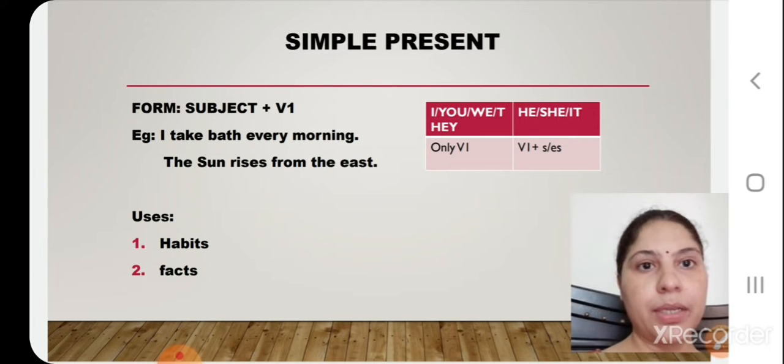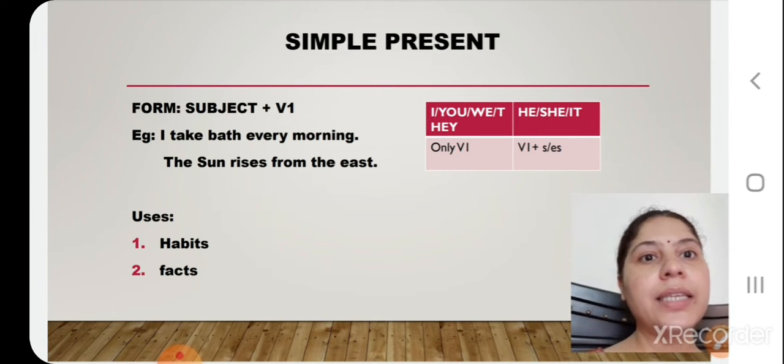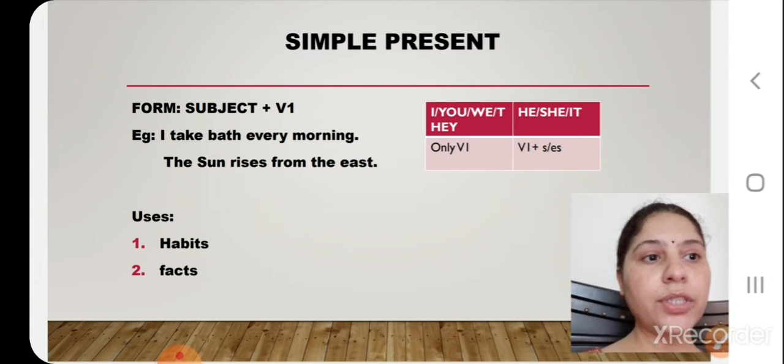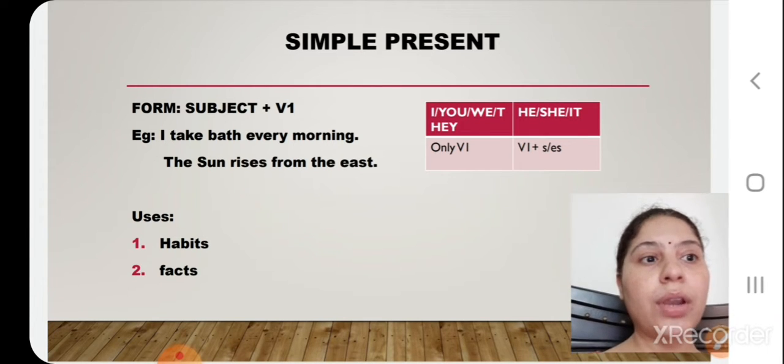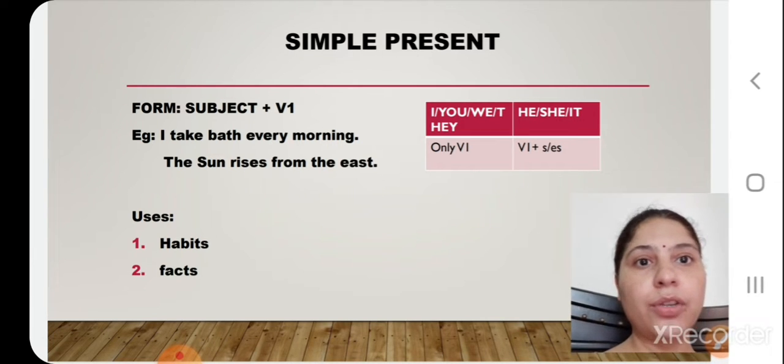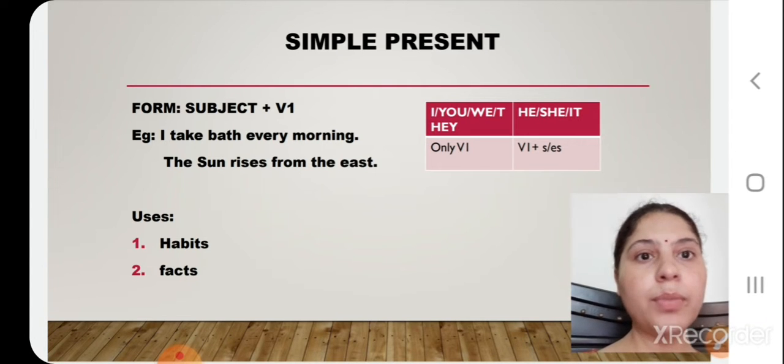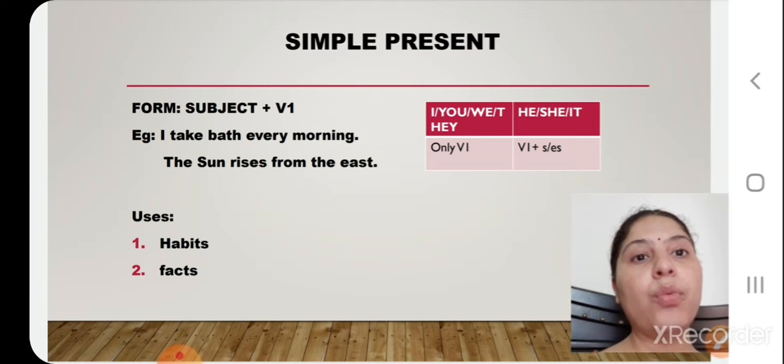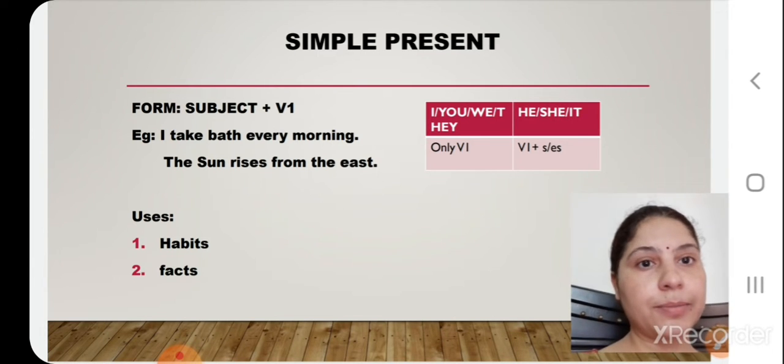For example, you can see here, I take bath every morning. So with take, we are not using s. But in the second sentence, the sun rises from the east. With rise, we are using an s. Because with I, you, we, they, we don't use s or es along with the first form of the verb. But with he, she, it, and a name, we use s or es.